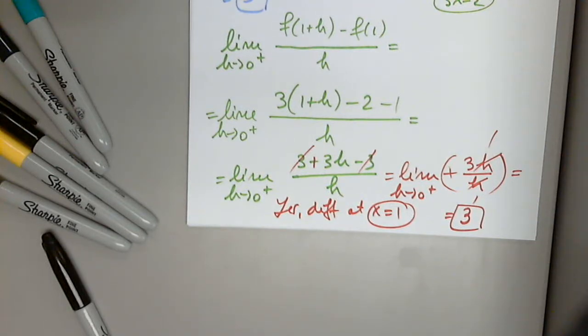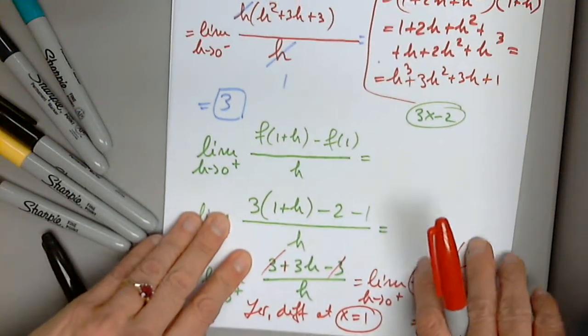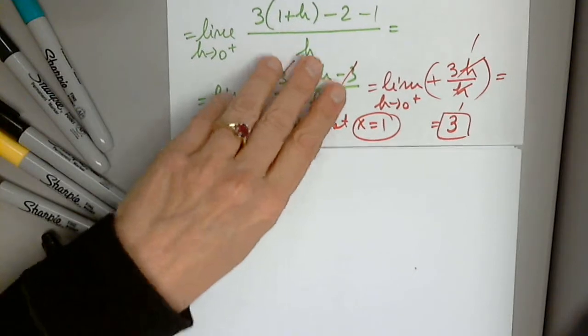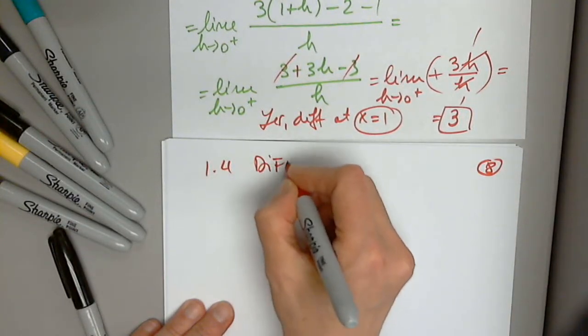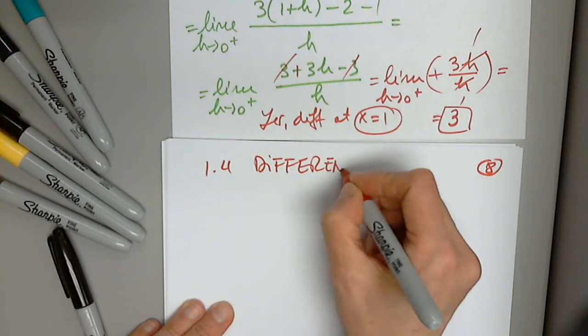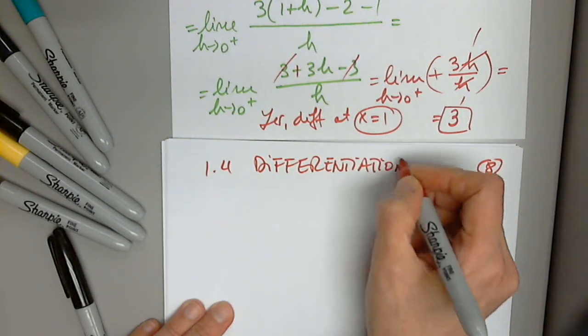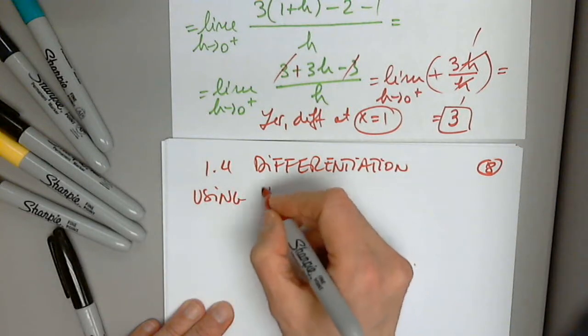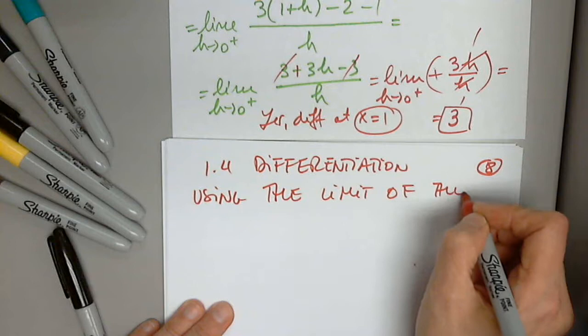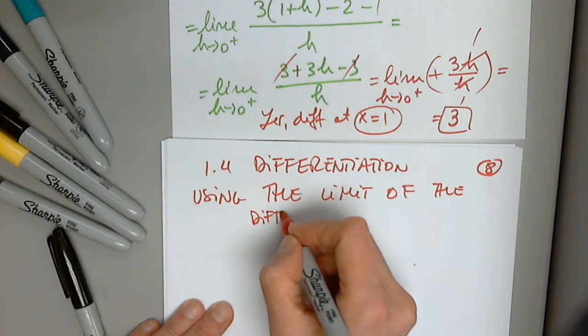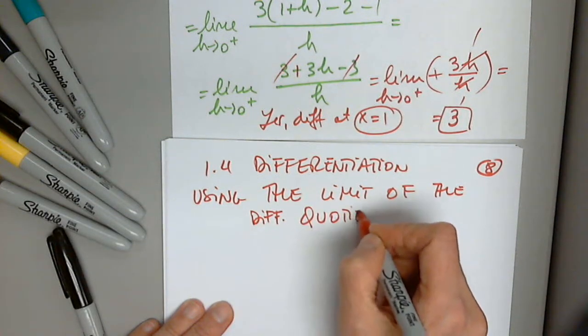So obviously now we are ready to put in the title. The title of this section is differentiation using limits of difference quotients. So this was 1.4, and we'll practice some more. So 1.4, differentiation using the limit of the difference quotient.